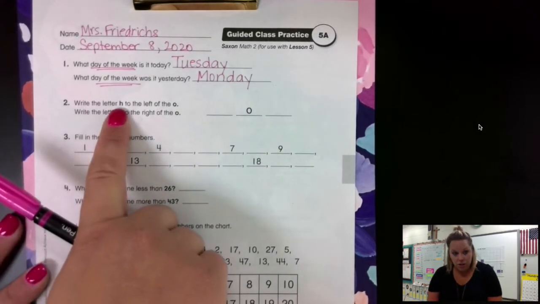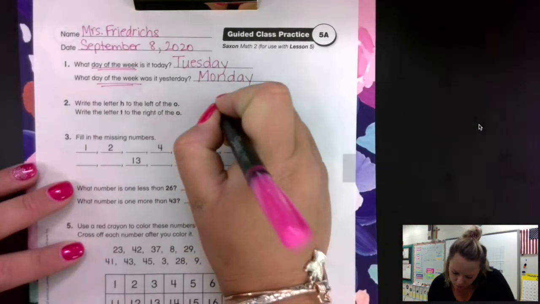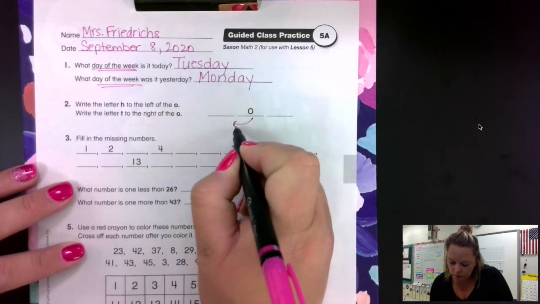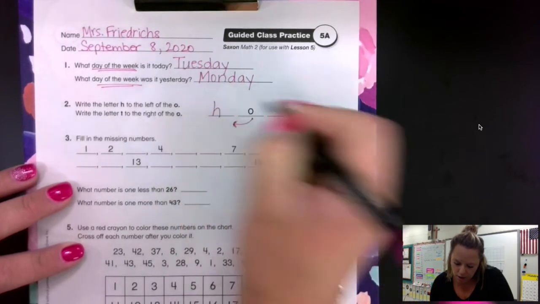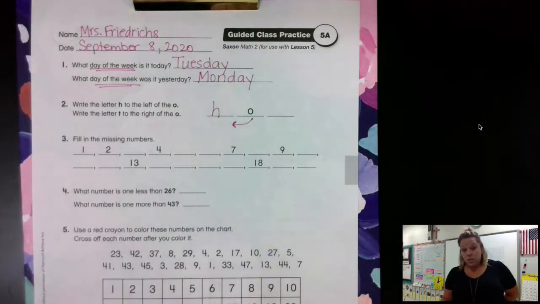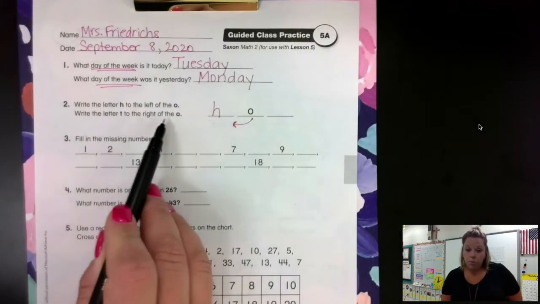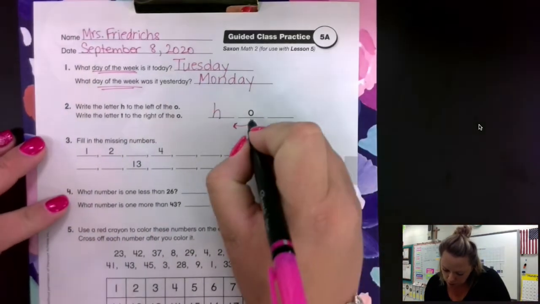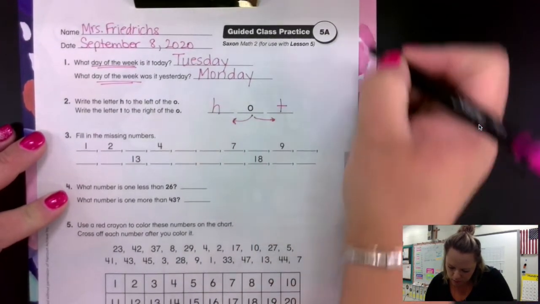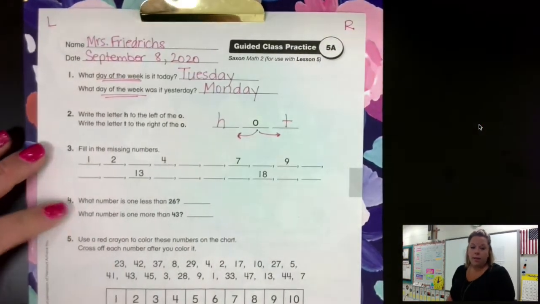Write the letter H to the left of the O. Here's my O. I need to go to the left. So I'm gonna write an H there, and I'm gonna make it lowercase because that's how it is on my directions for my problem. Then it says write the letter T to the right of the O. Here's my O, and this is the right. If you need to remember, put it in the corner of your paper, right and left.